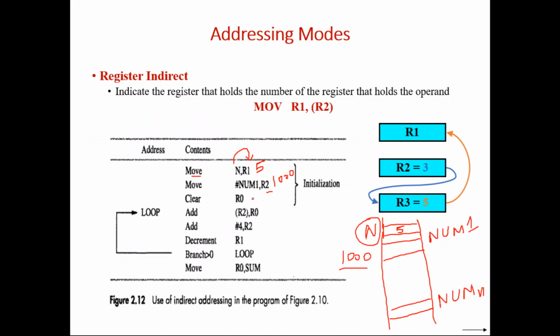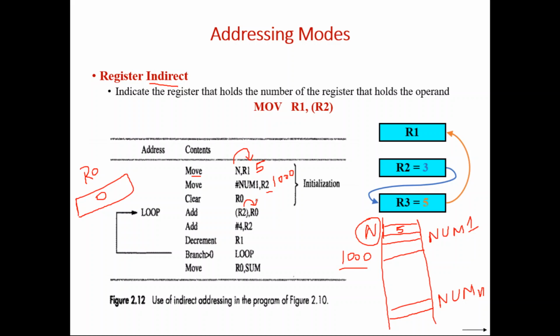Then clear R0. The register R0 is set to 0 because it may have some garbage value, and here we are going to store the sum of all these numbers. Now we do add R2 comma R0. Here R2 is specified in register indirect style. R2 and R0 will be added and the result will be stored in R0.